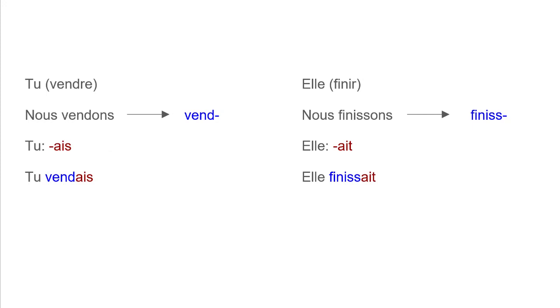Vendre, our RE verb example. You'll think of nous vendons. Get your stem. If you were looking to use the subject tu, then the ending you need is AIS. So now you have tu vendais. You were selling.